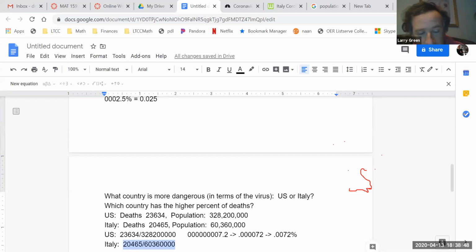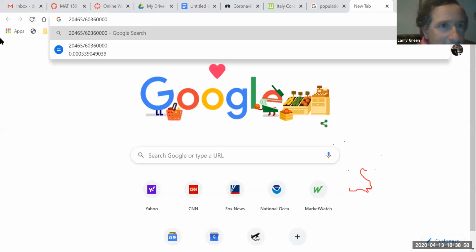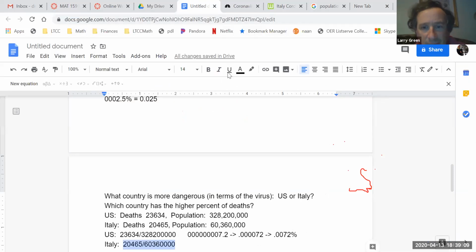Okay, now let's do Italy. Let's go into our Google calculator. Here, it doesn't make a scientific notation. It's 3 zeros, and then a 3, 4. That's 2 significant digits. Okay, let's convert that to a percent. So what percent do you get? 0.034. Yeah. So we get 0.034%.